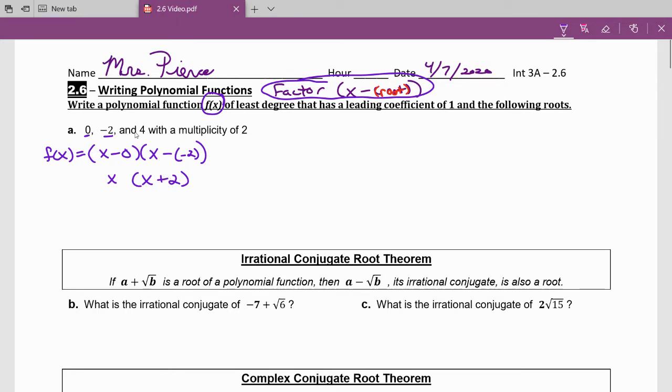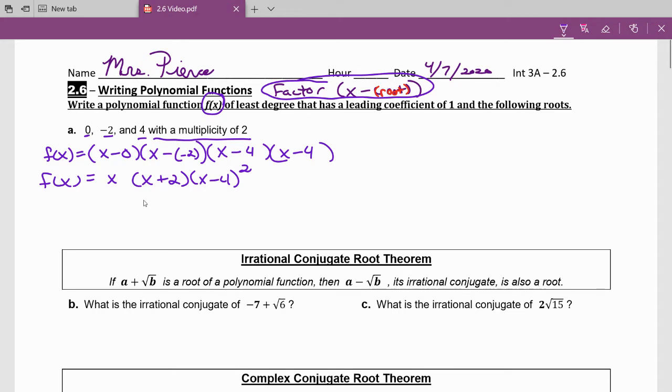And then we have this interesting number here, 4, that has a multiplicity of 2, which means there are 2 factors that have a solution of 4. So both of these factors are going to be x minus 4. You could also write it as x minus 4 squared. So now we have this. These are all the factors. This is where they came from. This is where we're at right now.